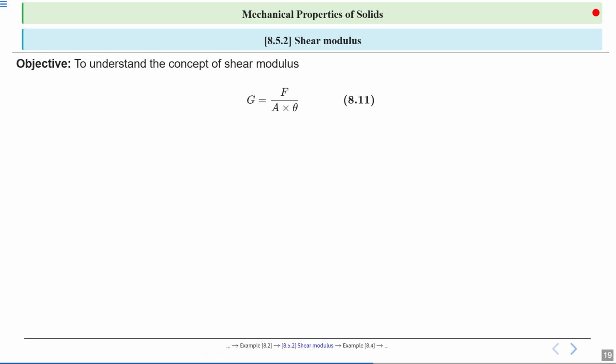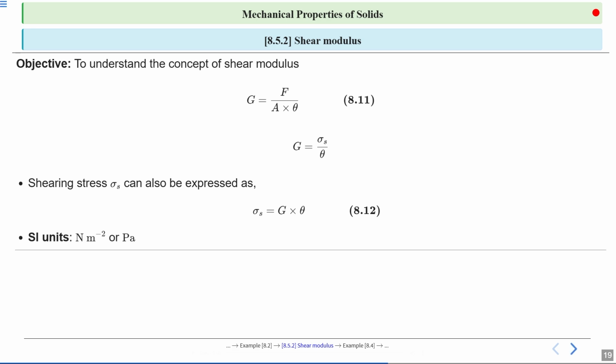G equals F divided by A into theta. Here G is the shear modulus. So G equals sigma s upon theta. Shearing stress sigma s can also be expressed as sigma s equals G into theta. In SI units, it is Newton per meter square or Pascal. This is the same unit used for pressure and other types of stress.